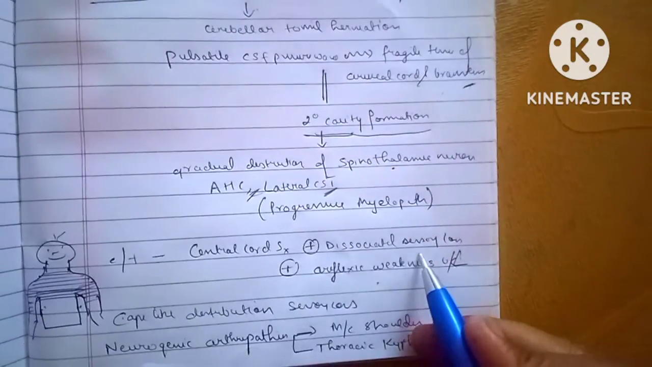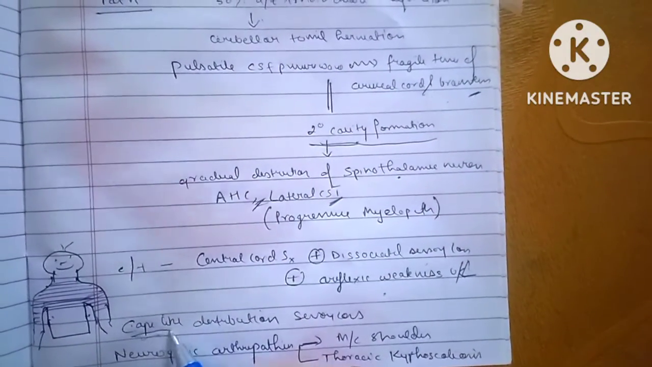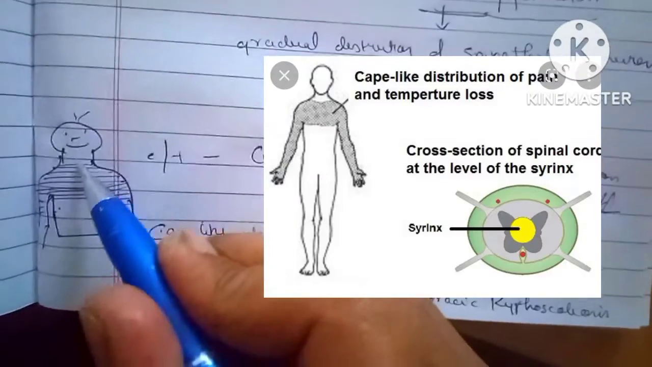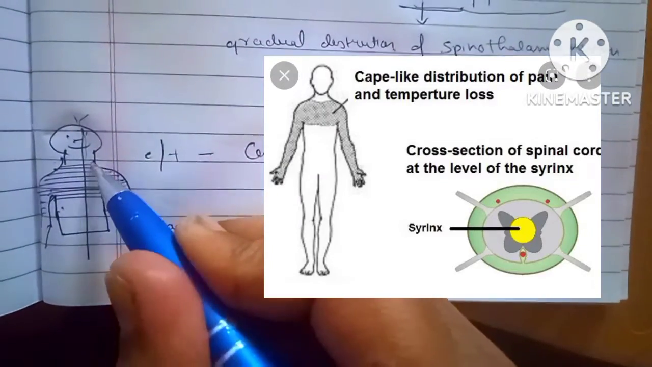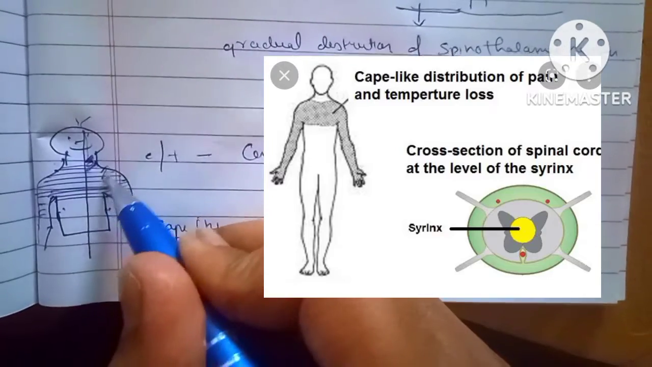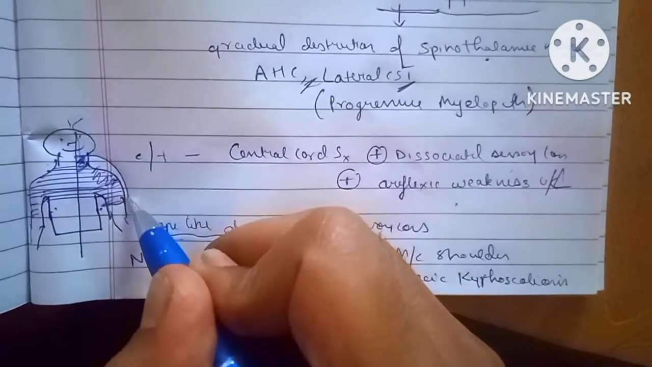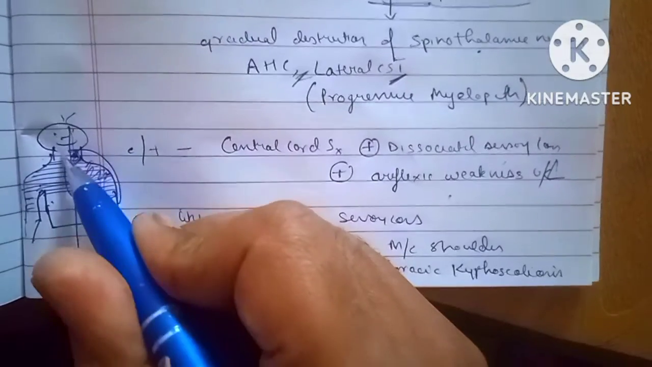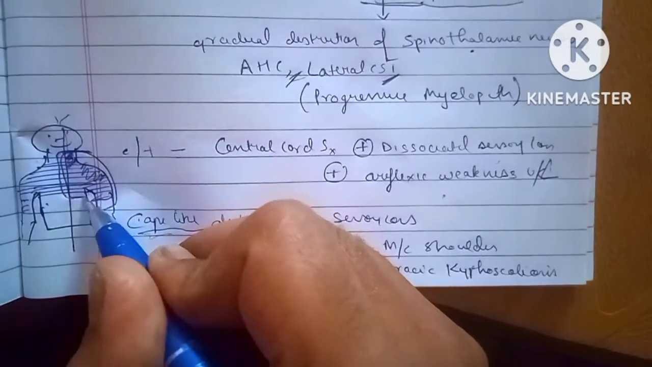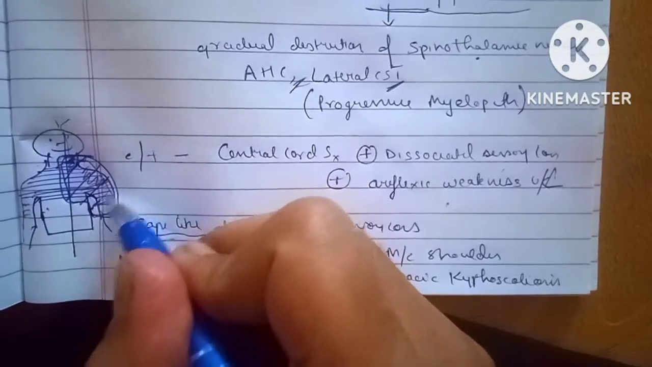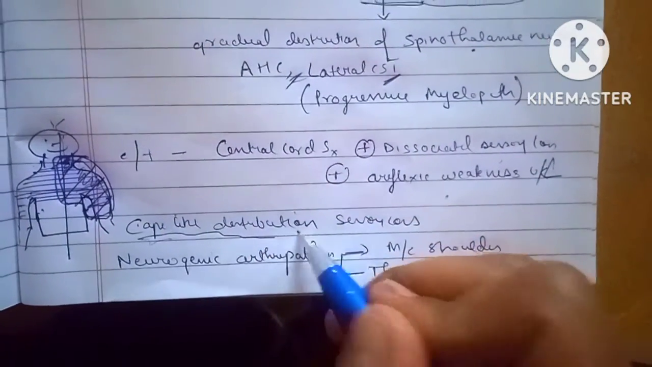Now this dissociated sensory loss is given a term that is cape-like distribution. It starts unilaterally involving the nape of the neck, the shoulder, and the upper arm. This resembles a cape that was worn by warriors to protect the area of the cape. And this distribution is known as cape-like distribution of sensory loss.